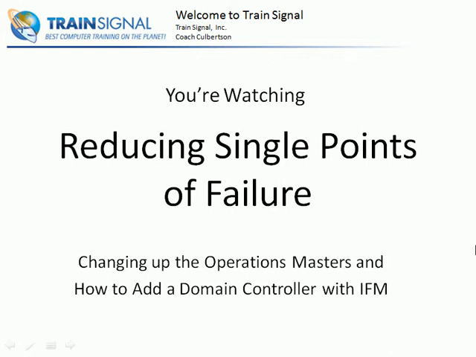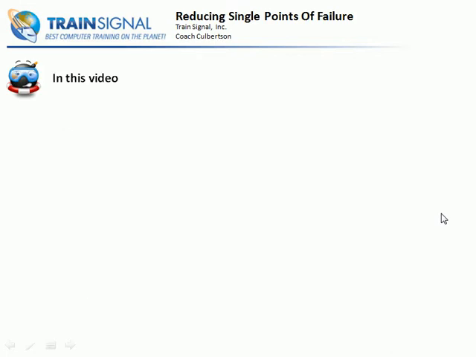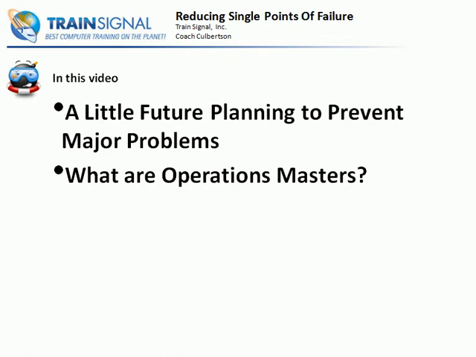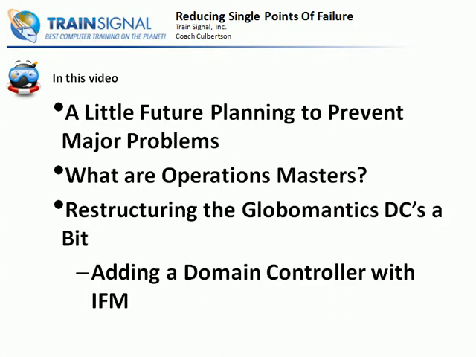Alright, so let's talk about what we're going to be dealing with in this video. First of all, we're going to talk about a little bit of future planning to prevent some major problems with your network. In this video, we're really going to be dealing with issues that are not so apparent. But it's one of those things that if you don't know about, it'll sneak up and get you. We're going to be talking about these things called operations masters and how to distribute them a little bit, because then we're going to restructure the Global Mantix domain controllers a little bit to ensure that we have a little more flexibility. And really, we are planning for failure at this point.